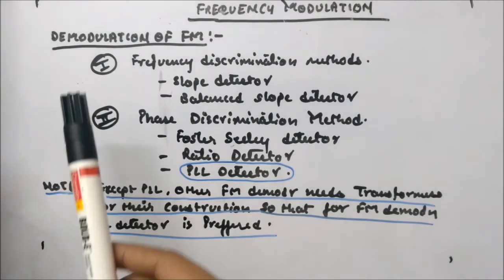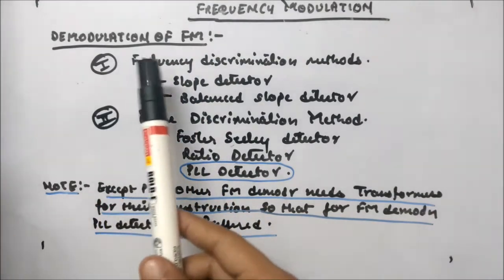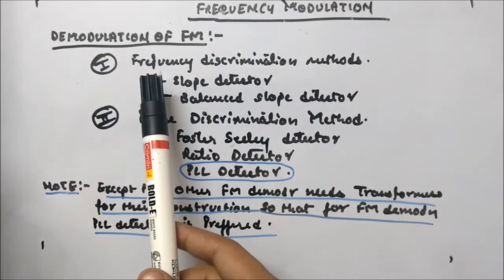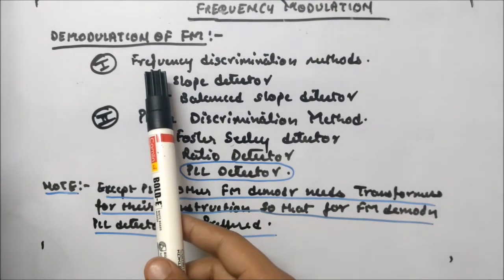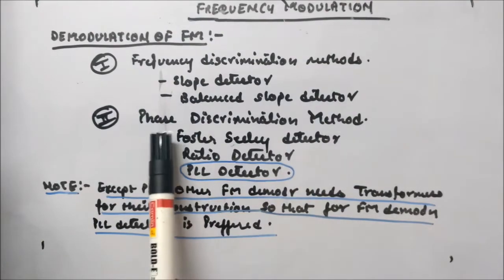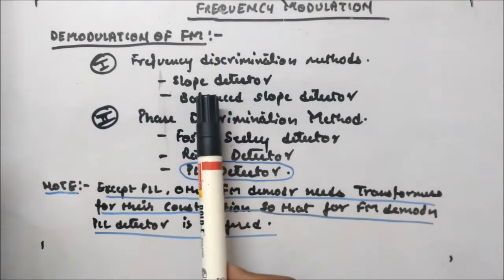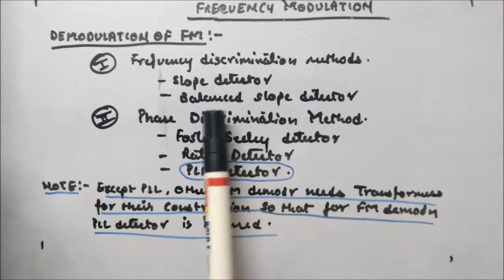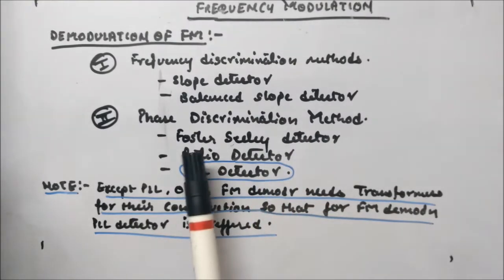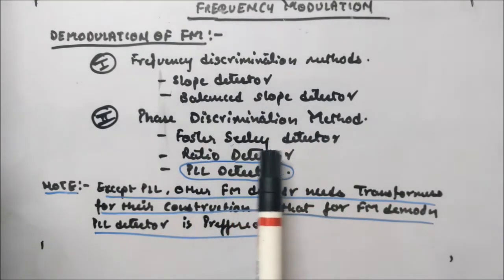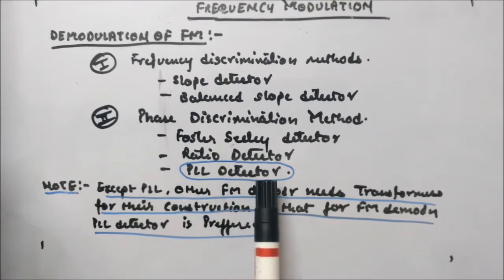Okay, let's talk about demodulation of FM. There are two ways you can demodulate the FM signal and extract your original message signal back. There is the frequency discrimination method, and the phase discrimination method. In the frequency discrimination method, there are two methods: slope detector and balanced slope detector. And in the phase discrimination method, you have three methods: Foster-Seeley detector, ratio detector, and PLL detector.